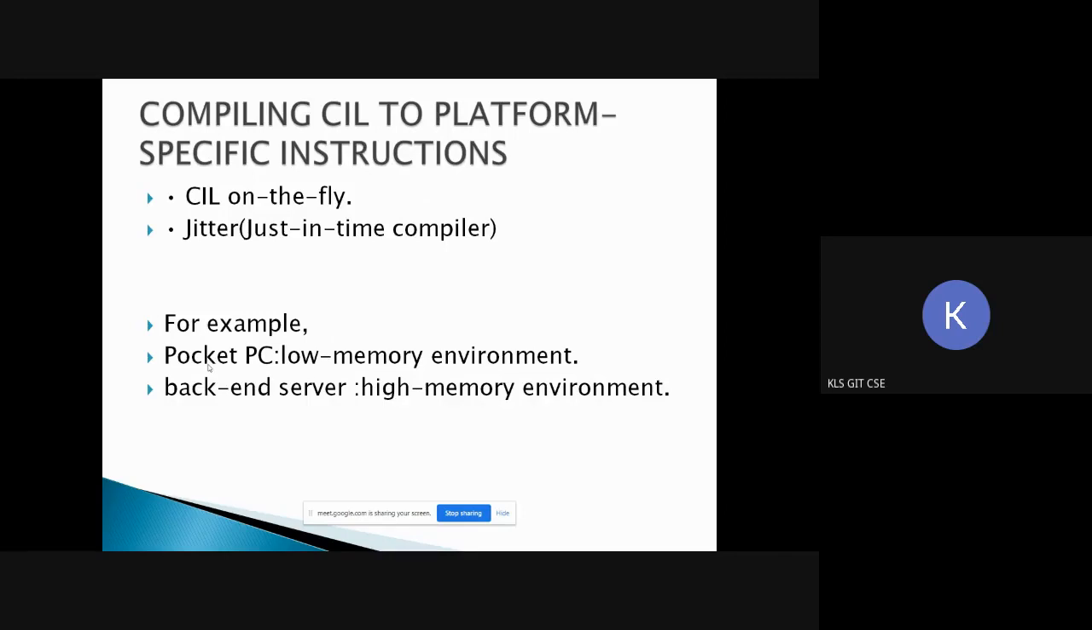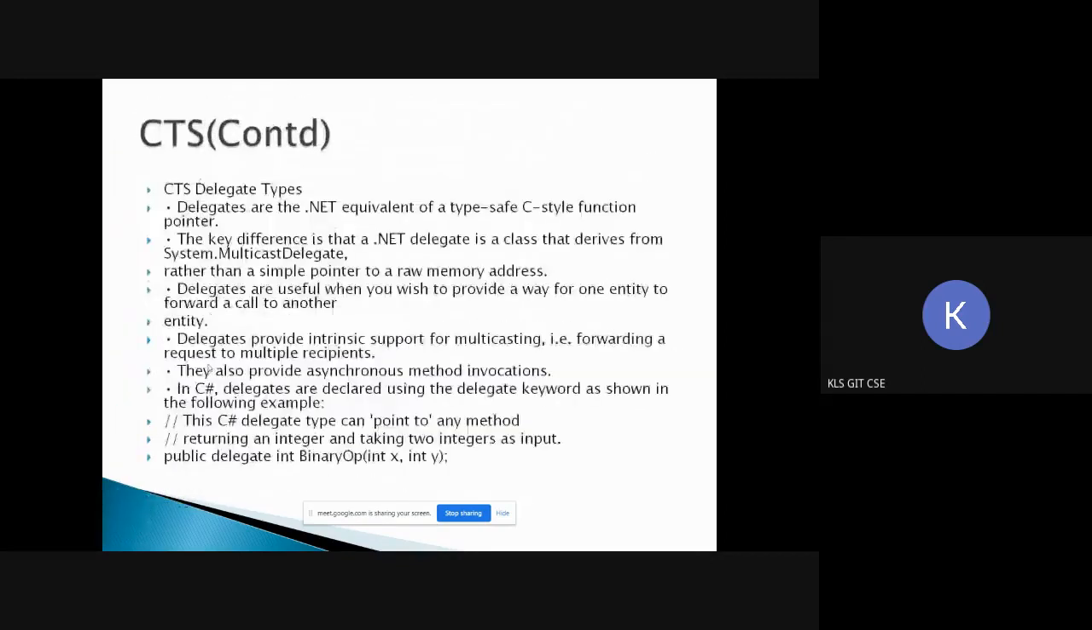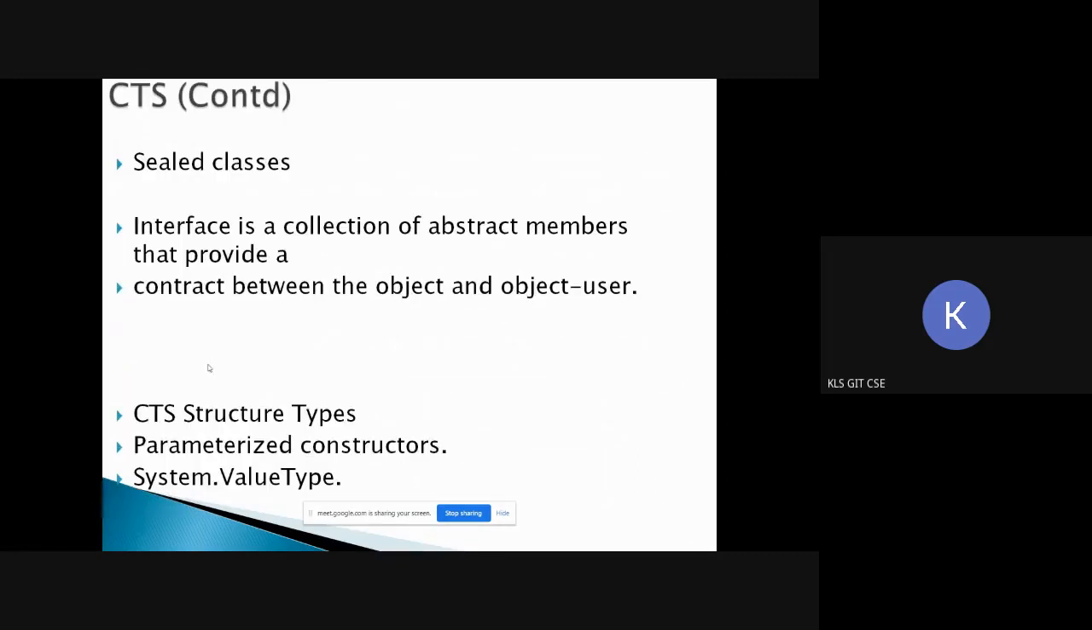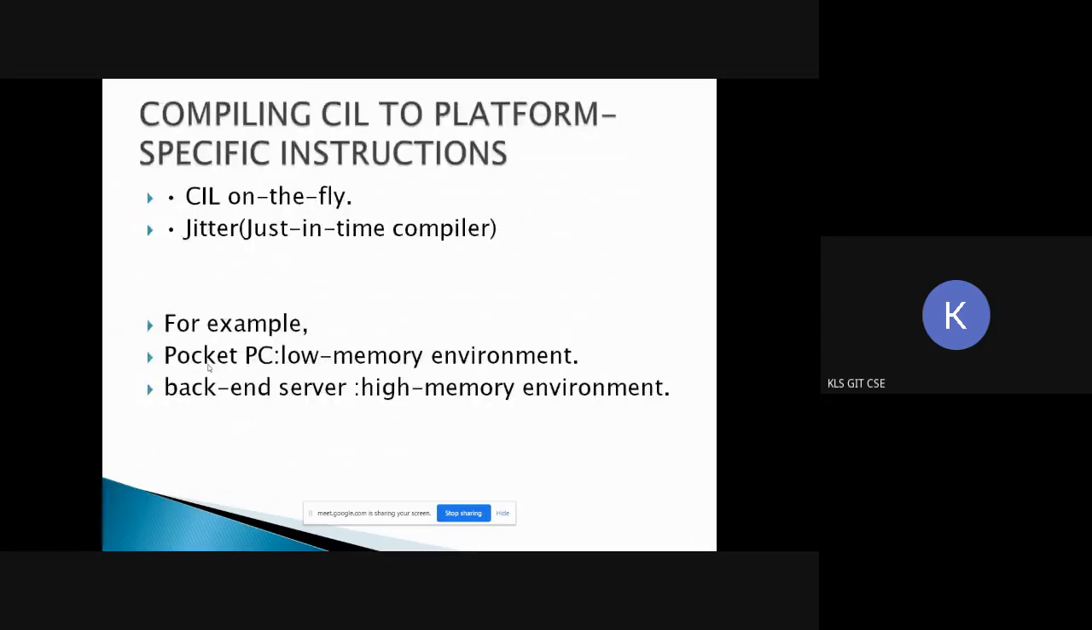Now, let us take a look at compiling the CIL to platform specific instructions. Assemblies contain CIL instructions and metadata, correct? That is, they do not contain platform specific instructions. They contain CIL instructions instead. Please remember, CIL is not platform specific. So it is converted to platform specific only when it's needed.